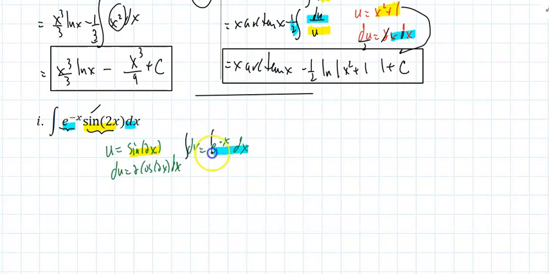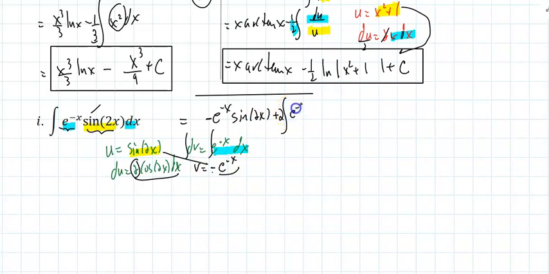But whatever works. Isn't that e to the negative x? Dividing by a negative 1 just makes that a negative. So first equals u times v, negative e to the negative x, the sine of 2x, minus the integral of v du. So I have a negative that becomes a positive. I'm going to take the 2 up front, and I'm going to have e to the negative x cosine of 2x dx. That's the first round.